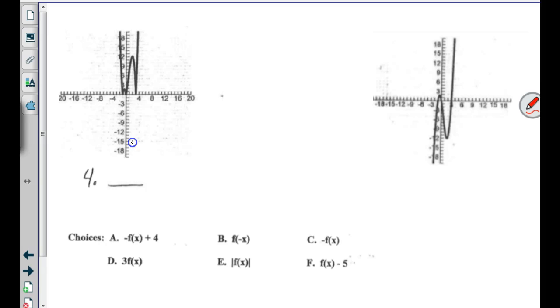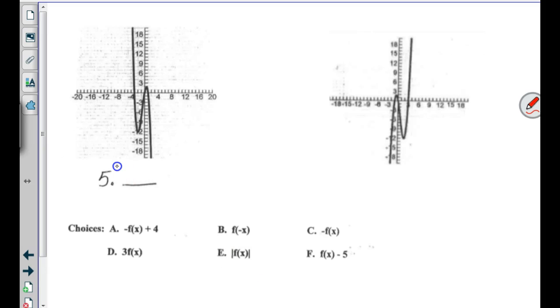What do you notice about the graph right away? It's all positive. Okay, so what became positive were all the y values, yes? Okay, so absolute value of all the y values made them all positive. Does that work? Need to be memorizing these transformations.